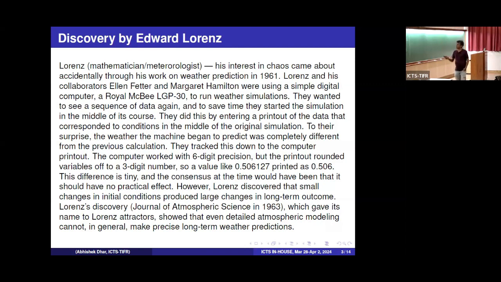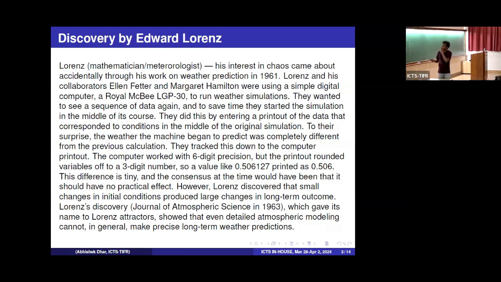They used this data and ran the simulation again, and they found that the trajectory was completely different. So even though you make an error in the initial conditions after 3 decimal places, at long times the evolution of the weather is completely different.